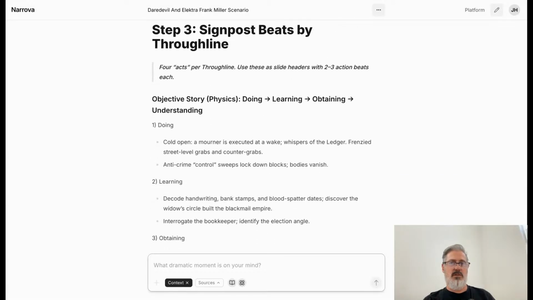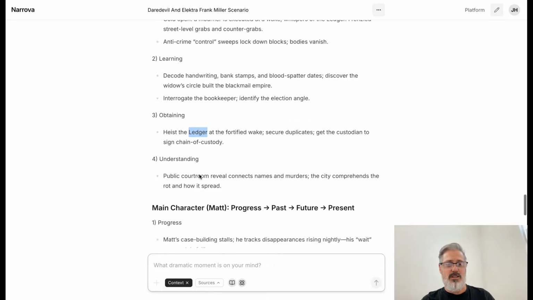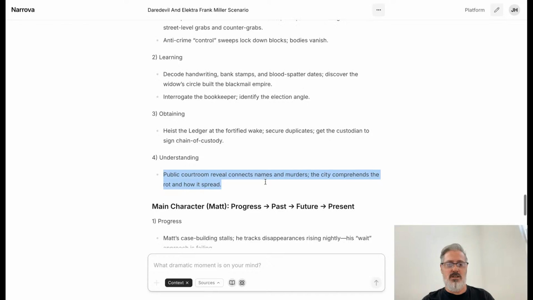Signpost beats by throughline. And then what this is doing is, for each act, it has the cold open, then all the murders happen, learning, investigating, then some sort of double-crossing, they lose it, they're going to give up, that kind of thing, and then at the end they understand how it all works out.